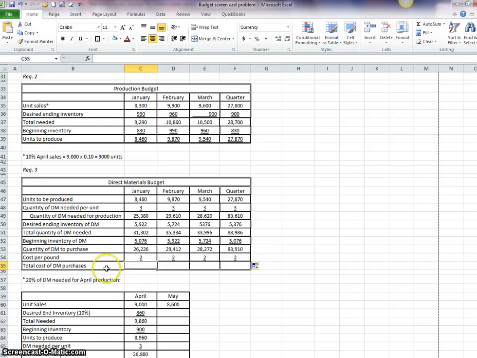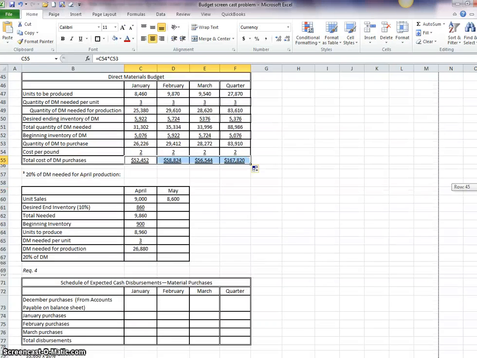And so the total cost of the purchases, and this is in dollars, is going to equal $2 times quantity. And I can copy that all the way across. So my total direct materials budget is written there. And the next one that we will do is the schedule of expected cash disbursements.